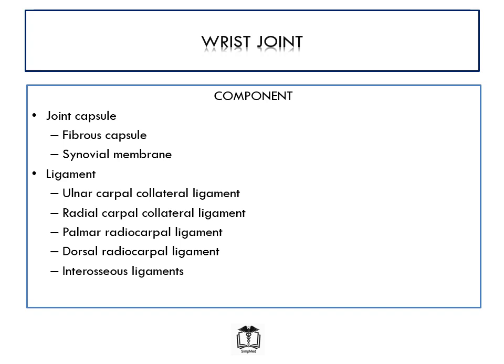For example, the radial collateral ligament is involved in limiting ulnar deviation. It will limit medial deviation. The ulnar collateral ligament is involved in limiting radial deviation or lateral deviation, so it doesn't allow the wrist joint to deviate laterally in excess.